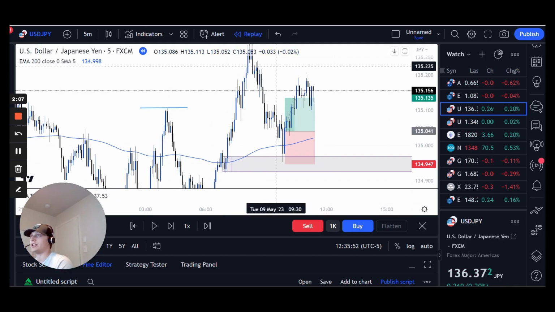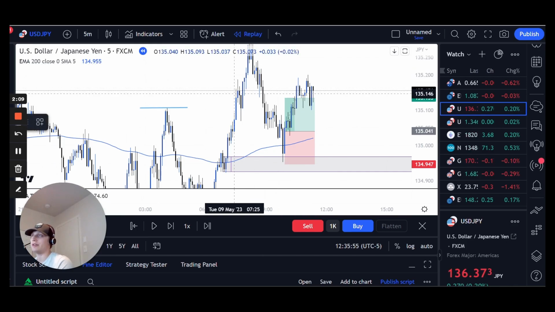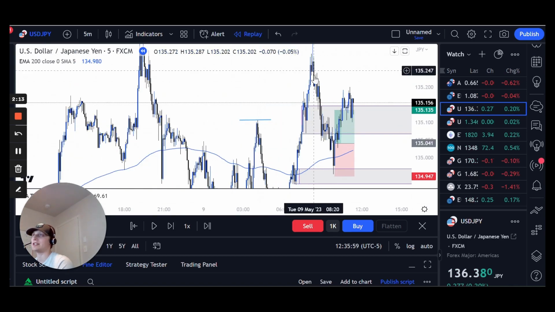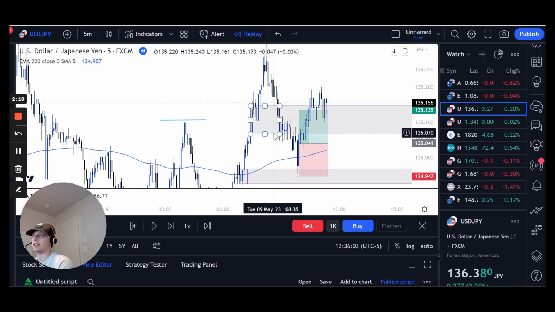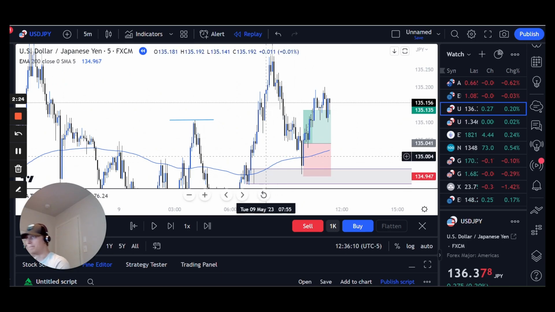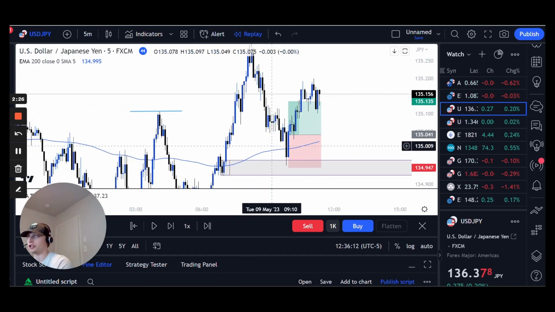So for instance, it could have bounced out of this demand zone here. Because it broke these highs, it could have come right here and then flown, but it didn't. It broke through. So I delete this demand zone, and you can just keep deleting them as price continues. But I'm keeping my eye on this trade.